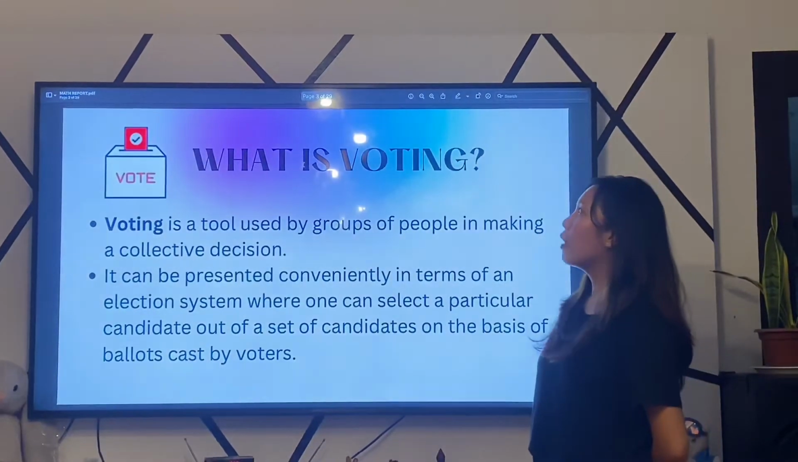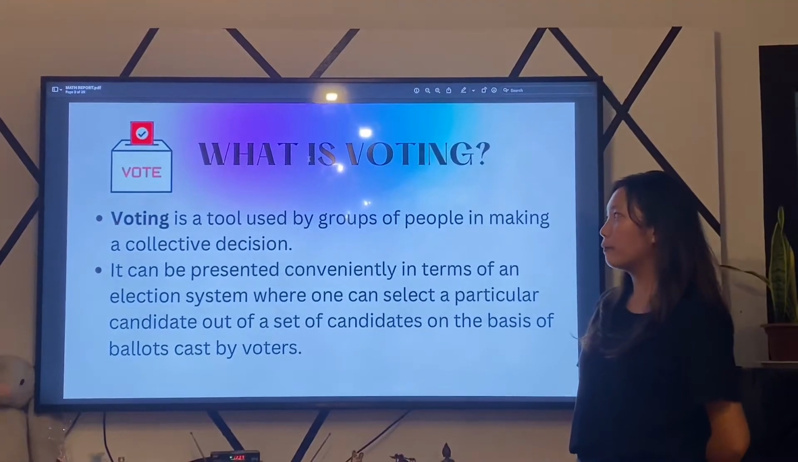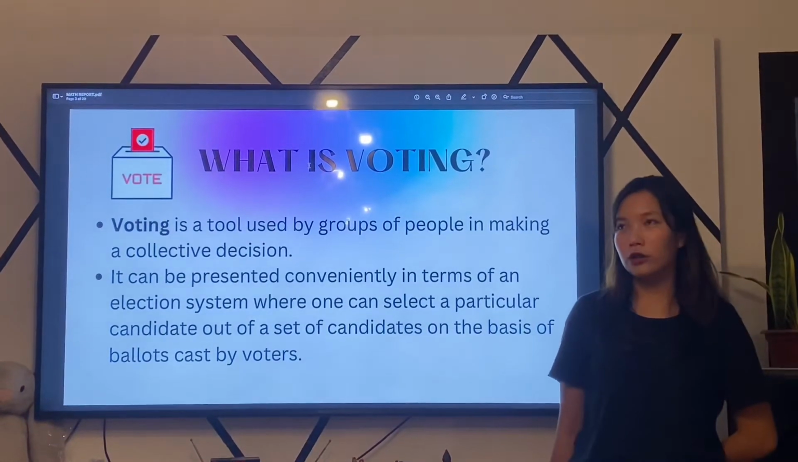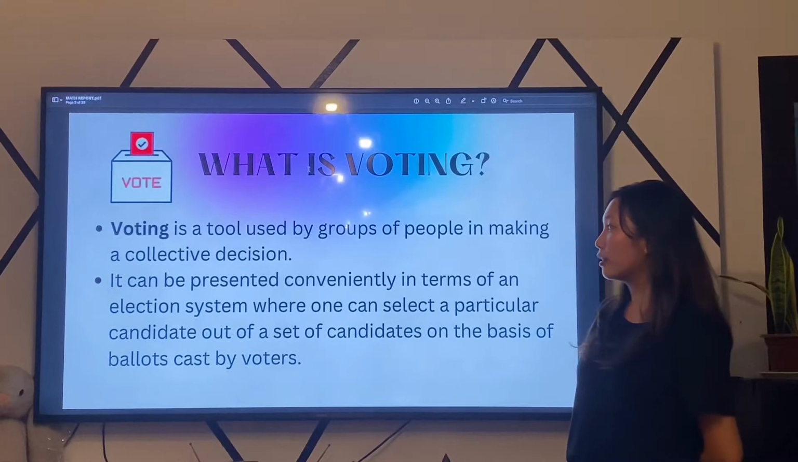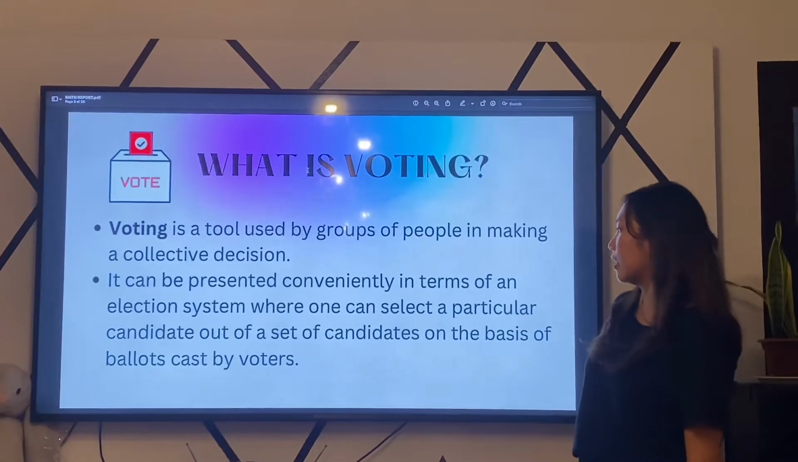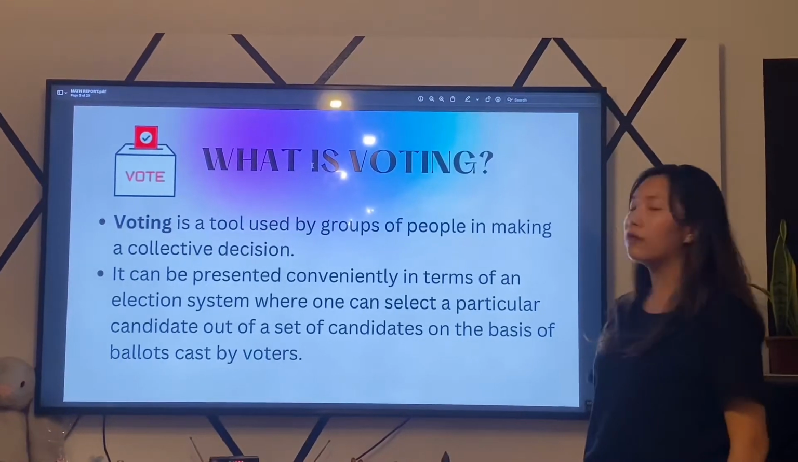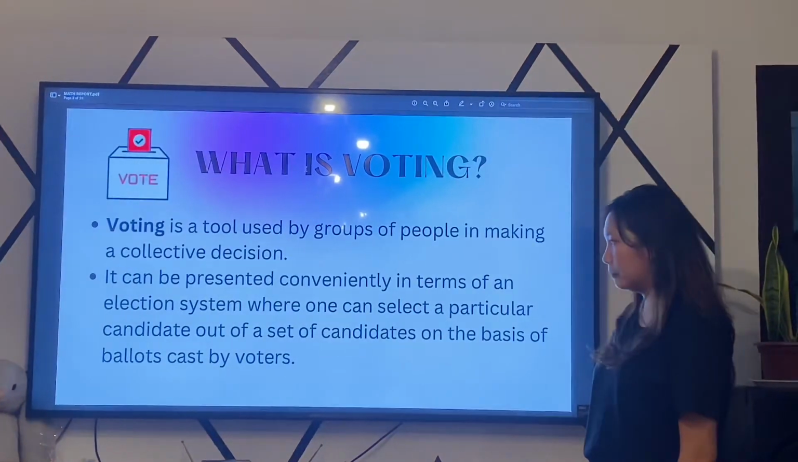So first, what is voting? Voting is a tool used by groups of people in making a collective decision. It can also be presented conveniently in terms of an election system, where one can select a particular candidate out of a set of candidates on the basis of ballots cast by voters.